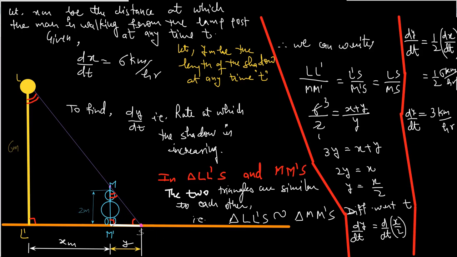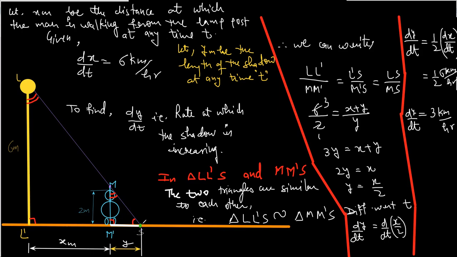Try to understand, students. When we are asked to find the rate at which the shadow is increasing, we found the rate at which this M dash S, this length is changing. But now I'm asking you, find the rate at which the tip of the shadow is increasing. The tip of the shadow is here. Remember, when it comes to tip of the shadow, then you will have to find the rate at which whole L dash S is changing. That is L dash S.